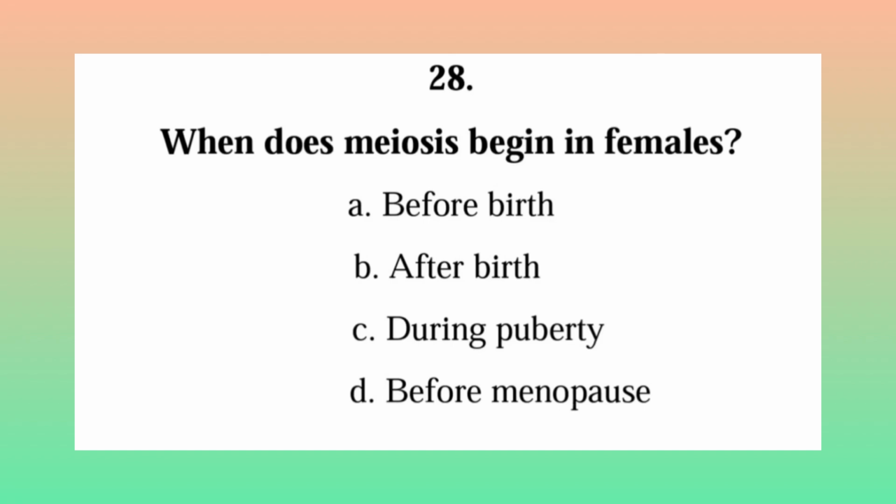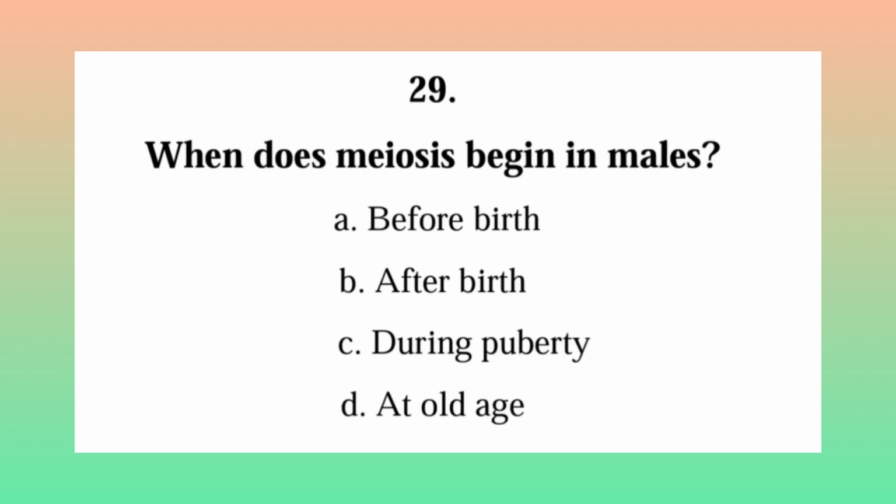28. When does meiosis begin in females? A. Before birth. B. After birth. C. During puberty. D. Before menopause. Answer A. Before birth. In females, the beginning of meiosis or oogenesis starts during fetal development, that is, when they are inside the mother's womb. In the embryonic stage itself, oogonia enter meiosis 1, but it is arrested in prophase until puberty.